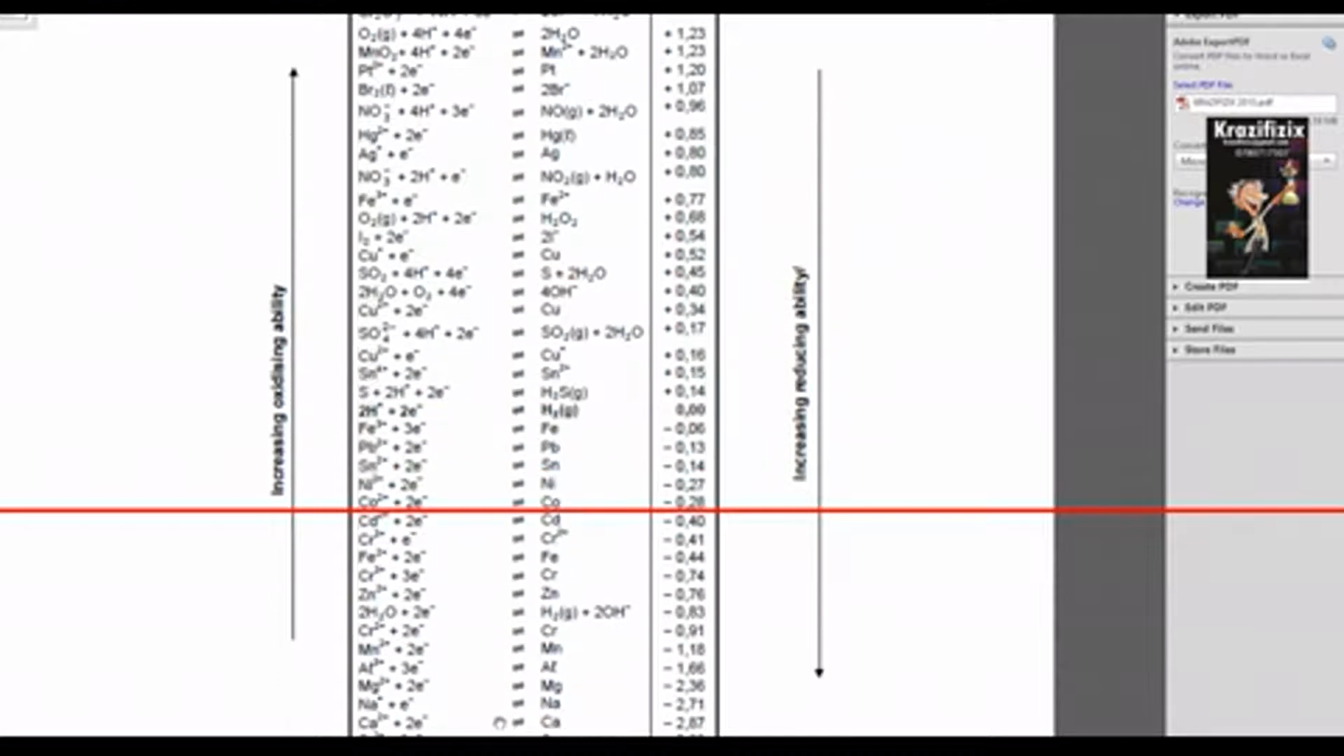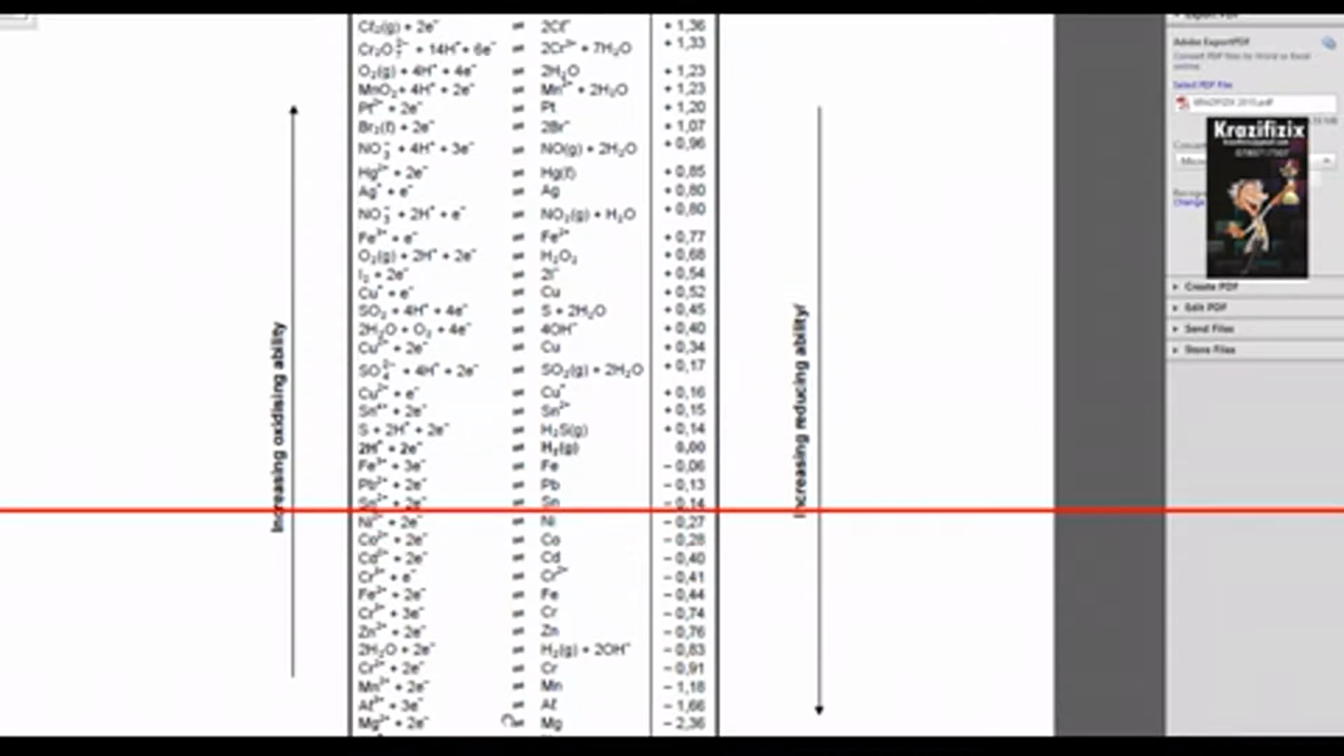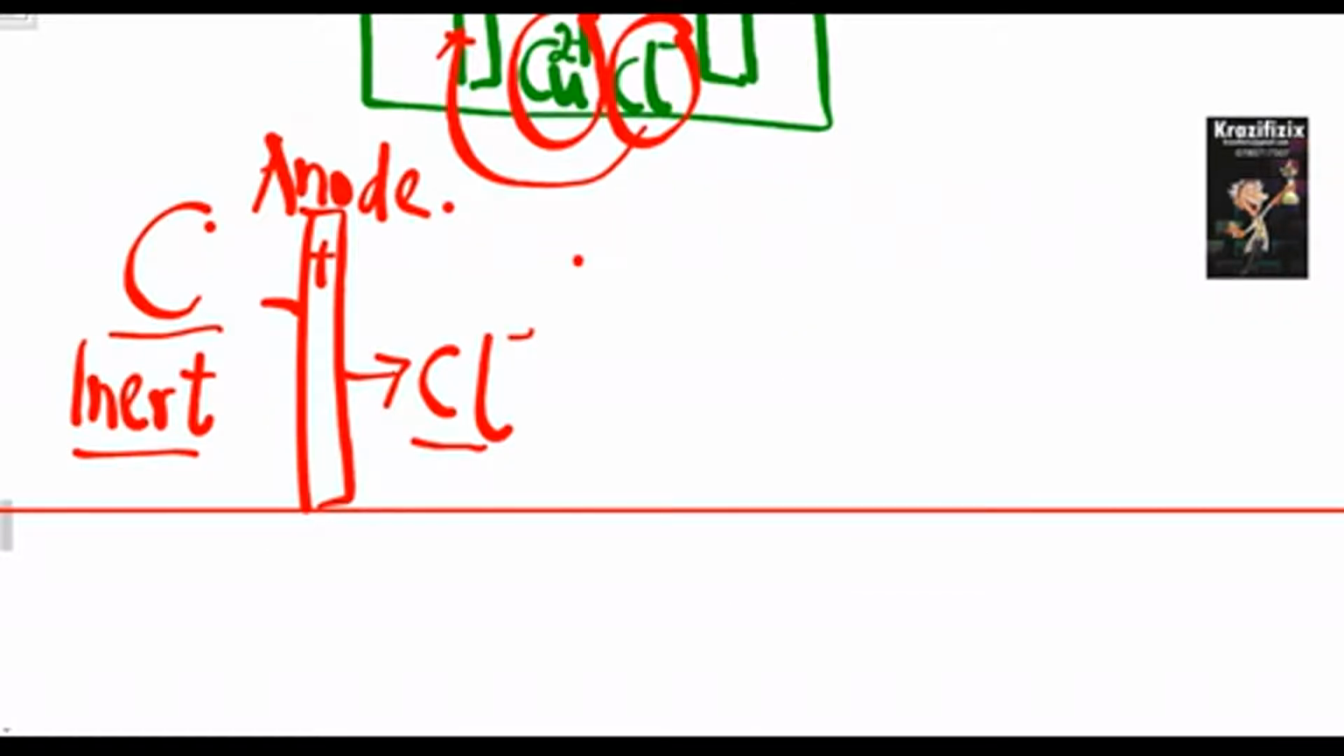Chlorine. I think we found it a while ago. Where is chlorine? Remember, it's a positive value. Yes, right up there. But now we are going to have chloride ions being oxidized, because that's the one that moves towards our electrode. So we're going to have, if we copy that, this is what we'll have.